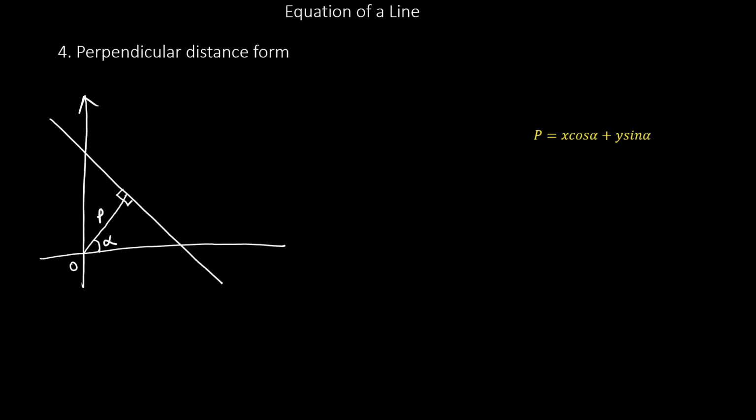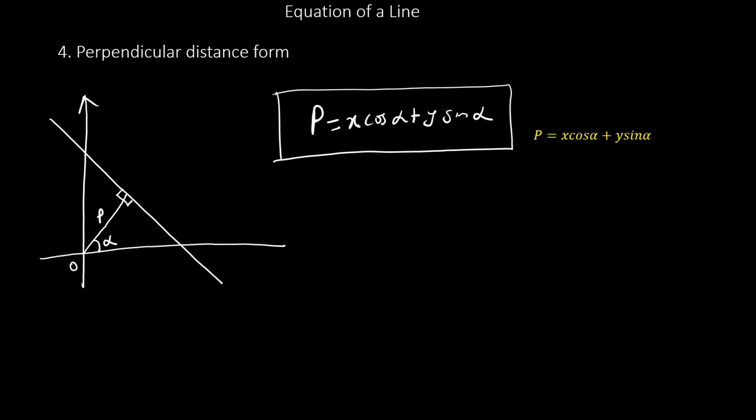with the positive x-axis, we can define the equation of the straight line to be P = x cos alpha + y sin alpha. Take note of this. P = x cos alpha + y sin alpha. This is how we can define the equation of a straight line, which has a perpendicular line from the origin, and the perpendicular line makes an angle alpha with the positive x-axis.